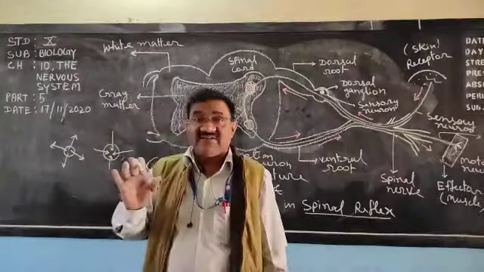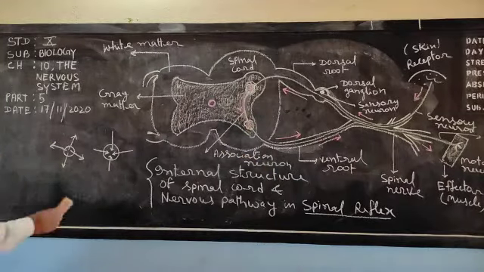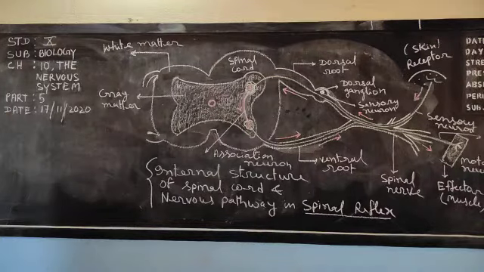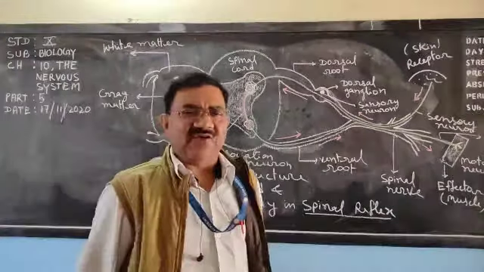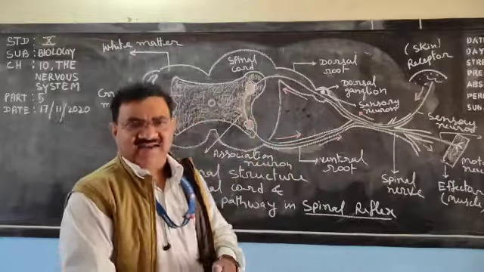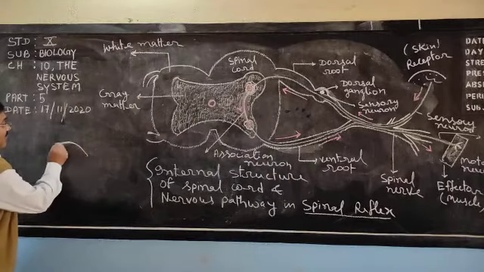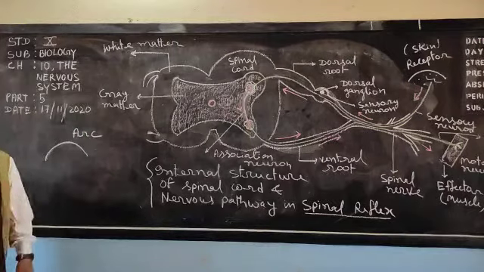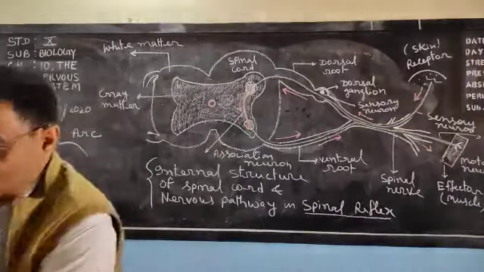Very clear or not? Now one more thing I have to discuss. Reflex action I have discussed. One arc. I know you are all very good in mathematics. In the circle chapter you have read about the arc: a part of the circumference of a circle is the arc. This one is the arc. I will discuss one arc, and the name of that arc is the reflex arc.